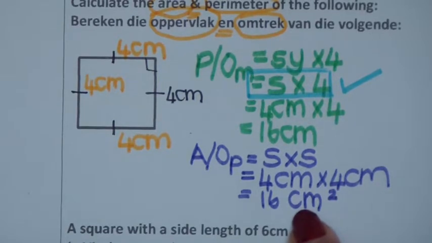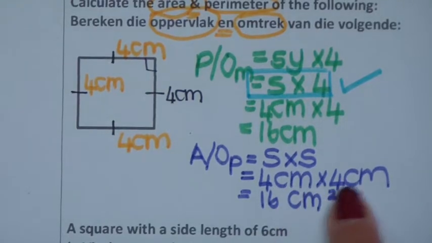Centimeter times centimeter is square centimeters. Why is area centimeters squared? Because centimeters times centimeters is centimeters squared.